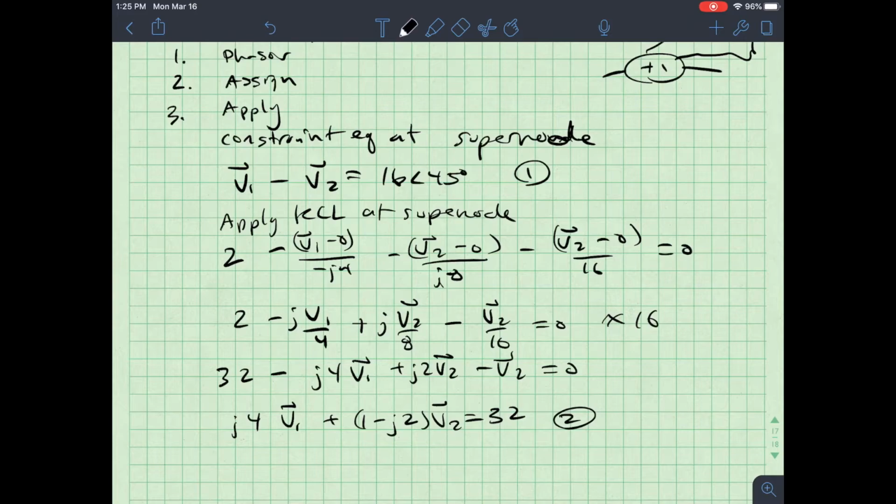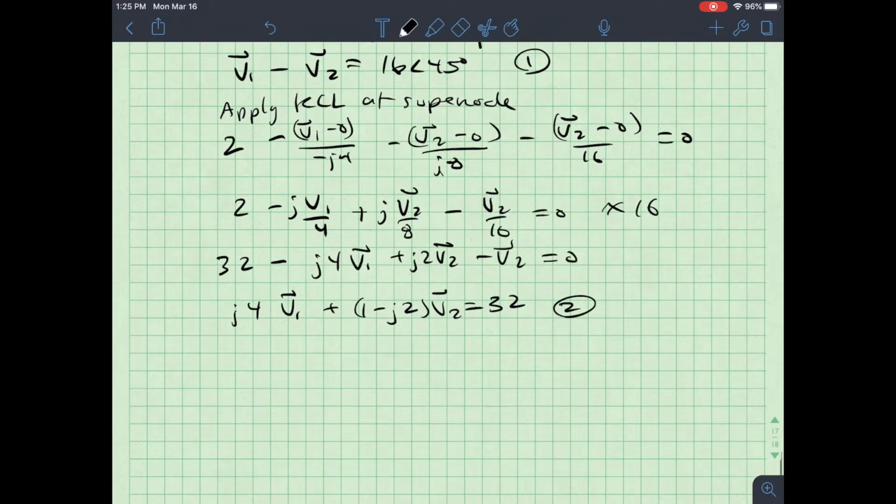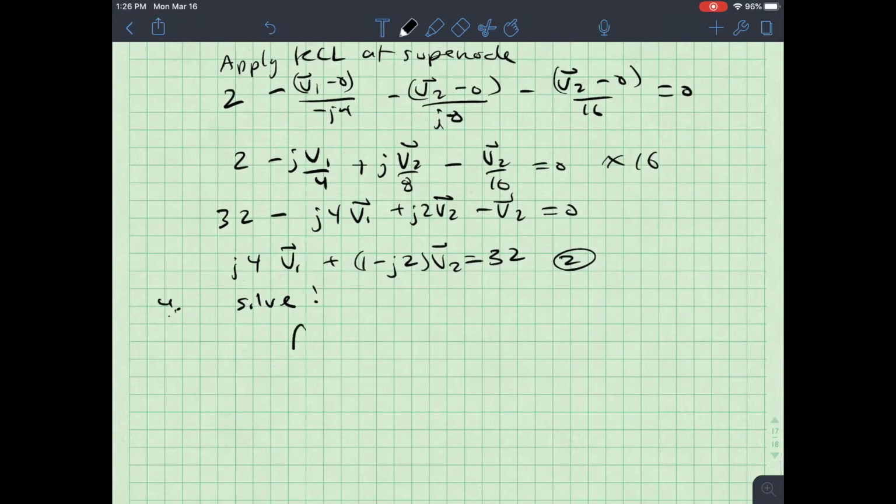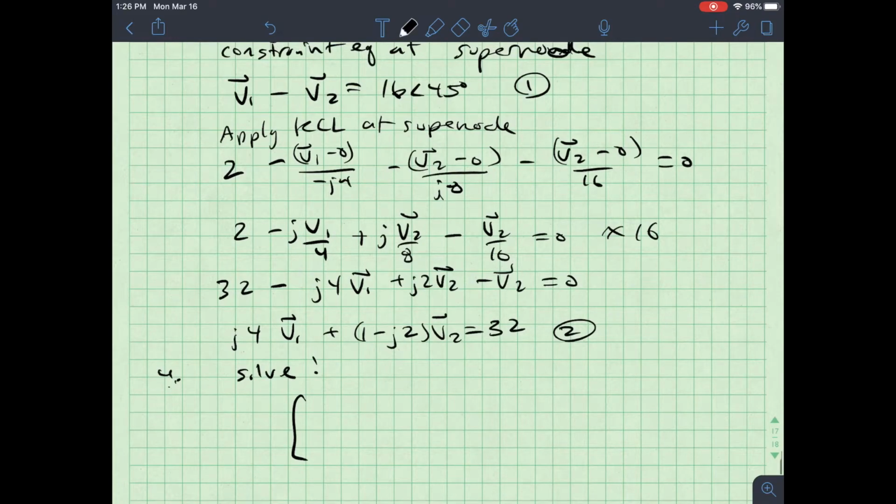That's my second equation. So I've got both equations, both of them coming from the supernode. Now, step 4 is to solve. I could do this algebraically. I don't really want to, but I absolutely can. So I'm just going to put it in matrix form, and then you can go back on your own, solve it algebraically, and make sure you get to the same place. But here's what the matrix form version of this is.